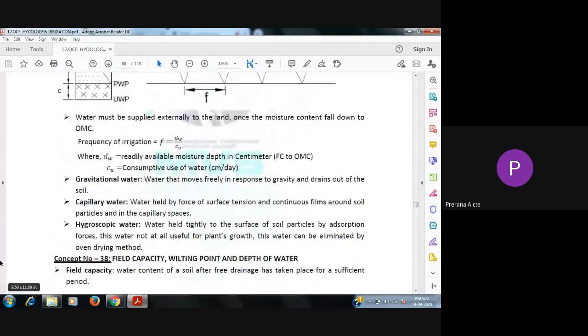Frequency of irrigation, F, equals dW by Cu, where dW equals the readily available moisture depth in centimeters, and Cu equals the consumptive use of water in centimeters per day. The centimeters cancel, so you get days. Frequency of irrigation is always in days.